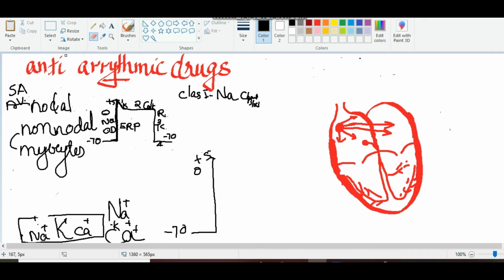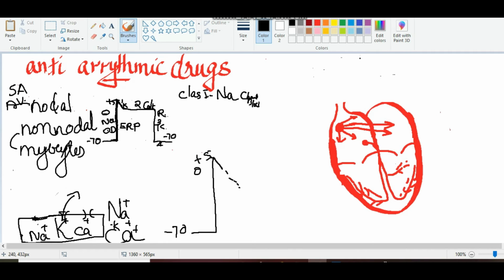Next one is potassium. The potassium gate opens up, and potassium goes out from the cell through the potassium gate. Potassium also has a positive charge, so the cell is going to become negatively charged.